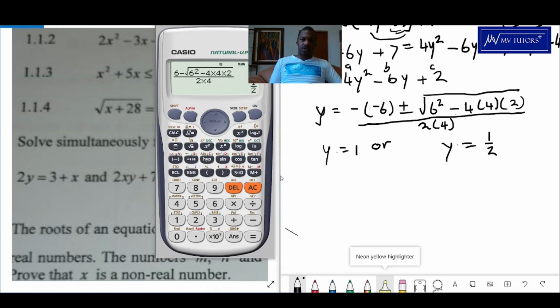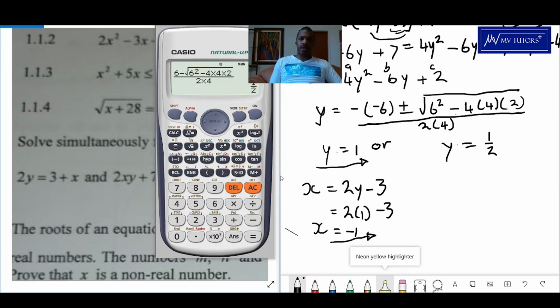And based on equation number 1, x then is equal to 2y minus 3. So if y is 1, then x is going to be 2 times 1 minus 3, which is 2 minus 3, which is minus 1. Okay, that's my x if my y is 1.